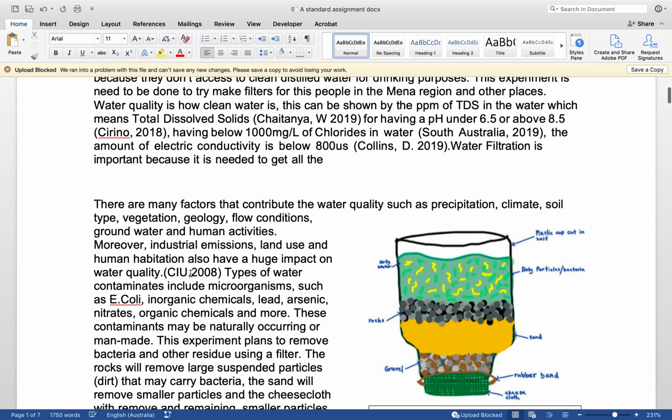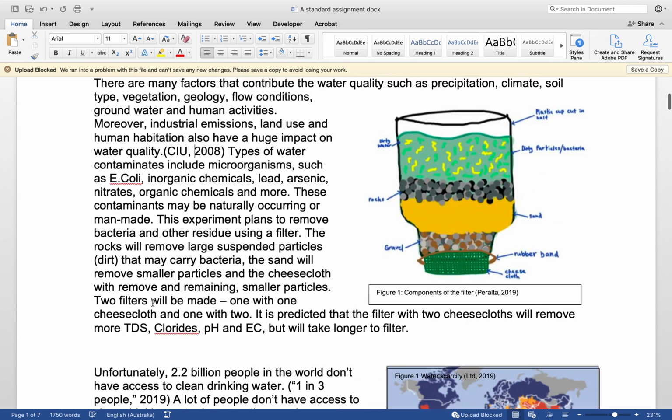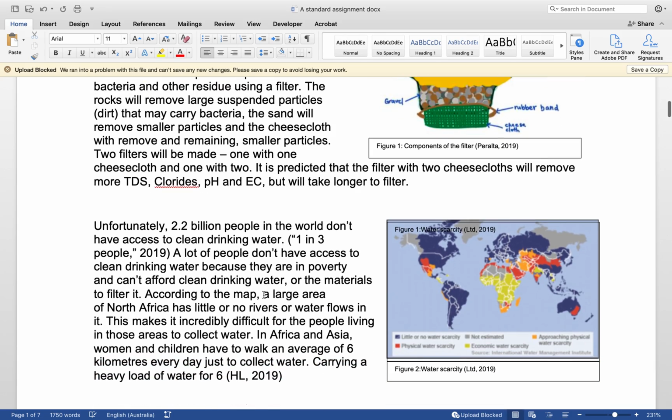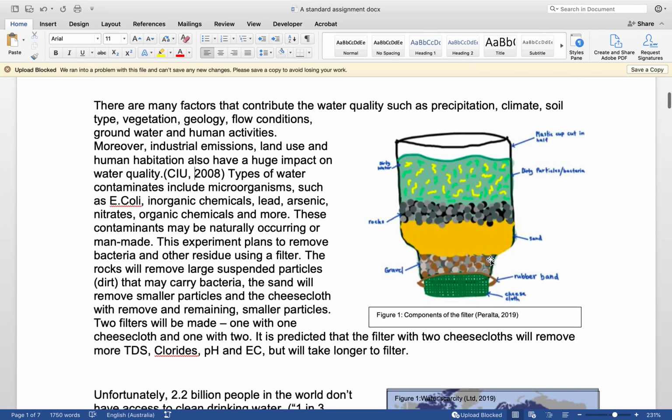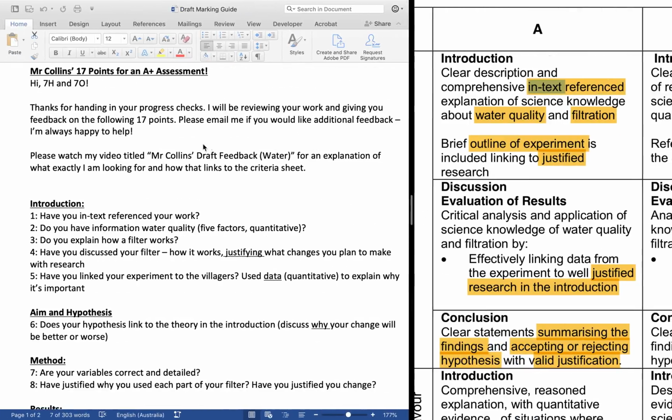They've got an in-text reference here. I'd put a space between that one. They've also got some in-text referencing here, and all of their diagrams are referenced as well. So I'd be able to give them the A standard for in-text referencing. That's point number 1 of 17.